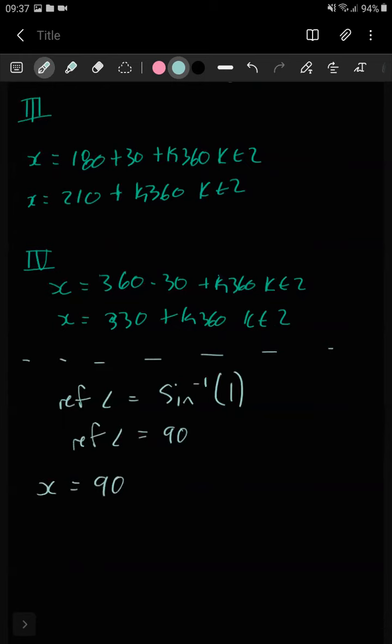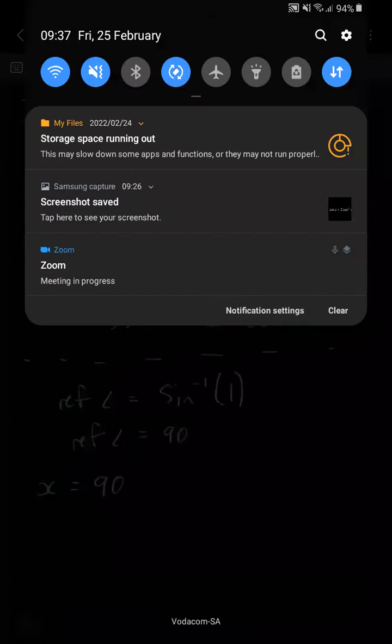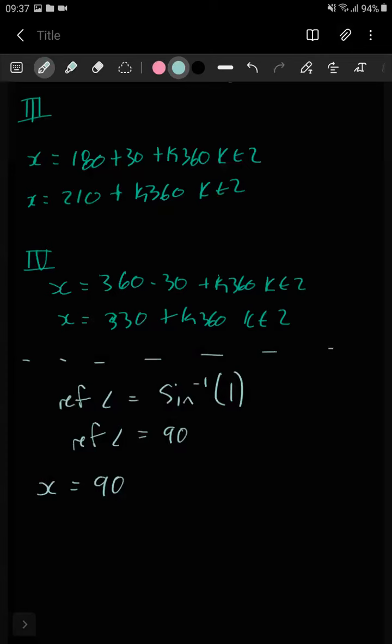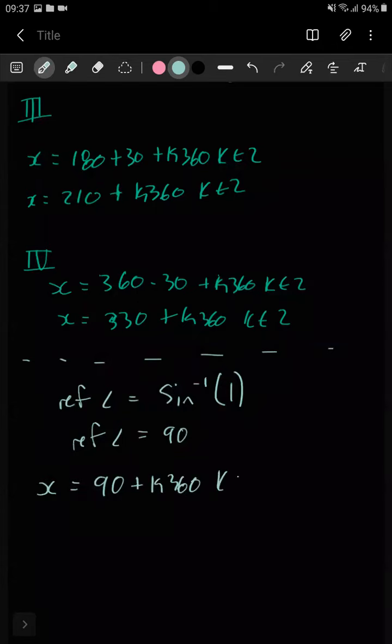Excuse me. Let's see. Where's that thing now? Here's that thing. Plus k360, k is an element of integers. So this one is done.